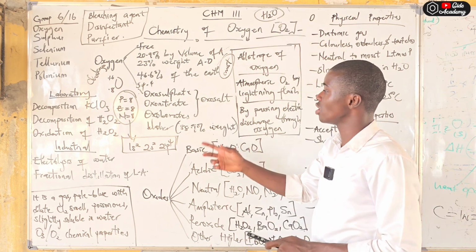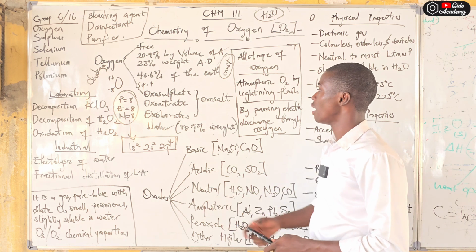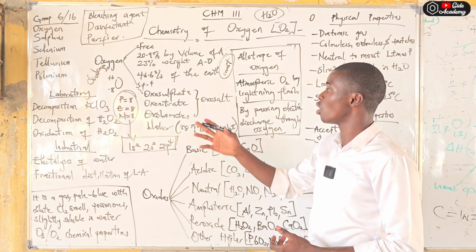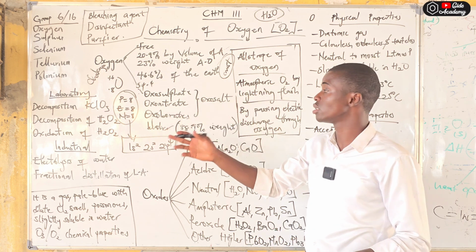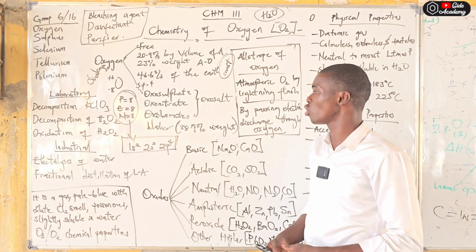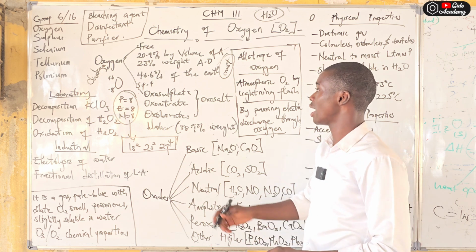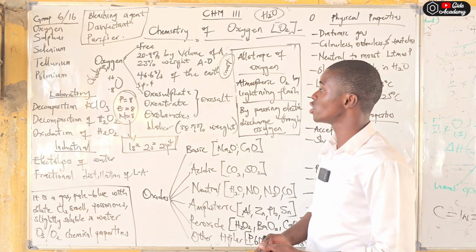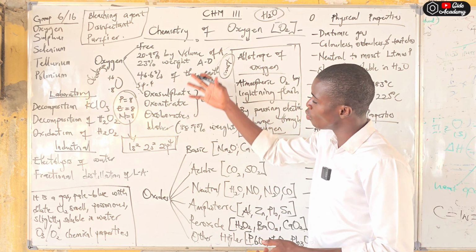Another thing again, oxygen also occurs in a combined form as oxo salts, such as sulfate, nitrate, borate, even chlorate. Those are oxo salts, the combined forms of oxygen. And we always refer to them as the combined form of oxygen.